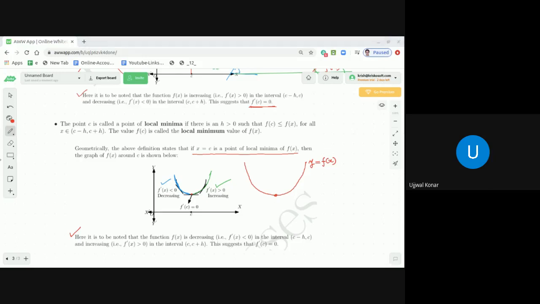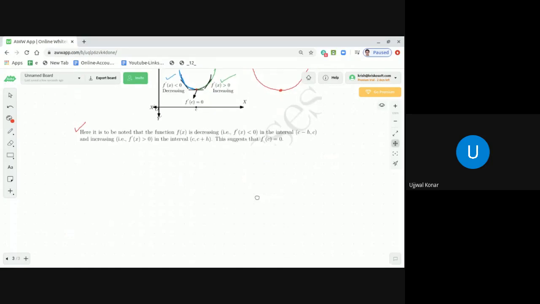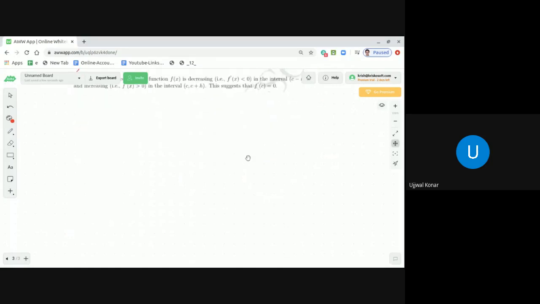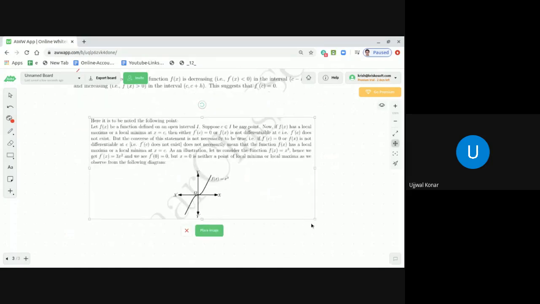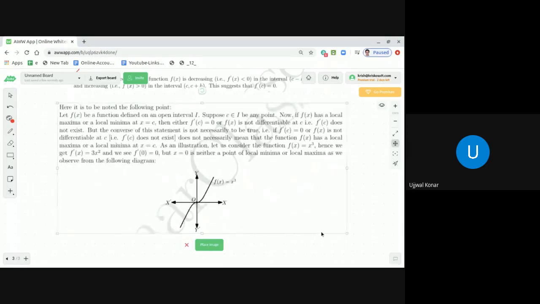Clear? Now, as we have just been discussing local maxima and local minima, I would like to tell you one important point. Before mentioning this important point, let me show you the particular portion from the study material, and then let me explain it. Here it is to be noted the following point.